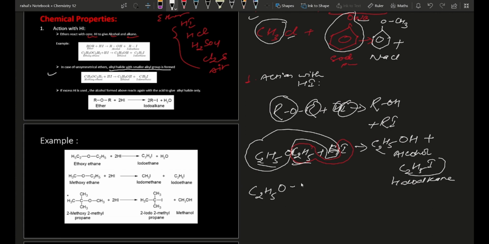C2H5O and this one is CH3. So यहाँ चाहिँ this is longer group, this is a smaller group. So यसमा आउने भनेको smaller group सँग I बस्छ whereas larger group सँग H आउने भयो. So larger group form alcohol and the smaller group form halide form, it is haloalkane.